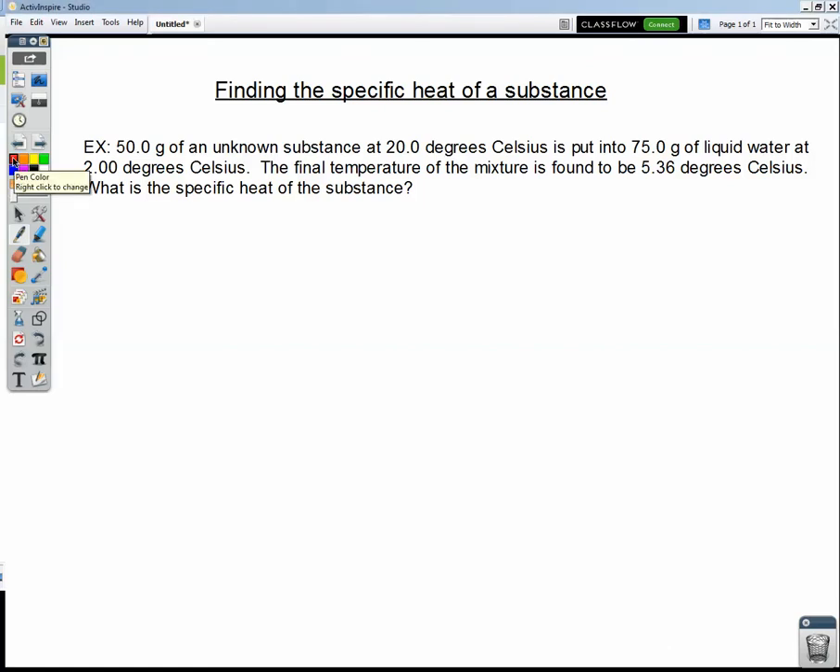We have 50 grams of an unknown substance at 20 degrees Celsius, and we put that into 75 grams of water at 2 degrees Celsius. Now these two substances are at different temperatures, so we are going to exchange heat energy until they are both at the same temperature, and that final temperature is found to be 5.36 degrees Celsius. We can use this information to find the specific heat of the substance.